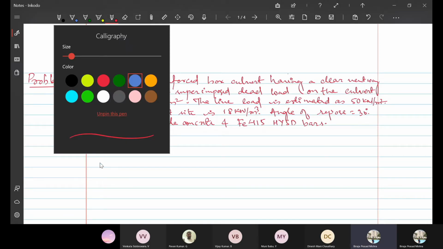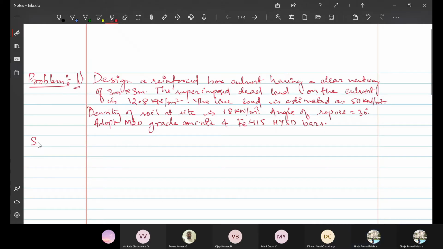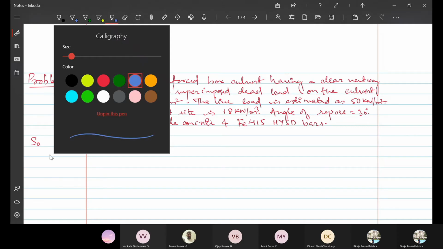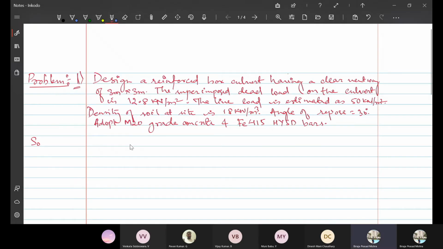So as I told, the solution. Here in the solution, the first one is data given. So step one, what is the data given? This data given carries 1 mark.